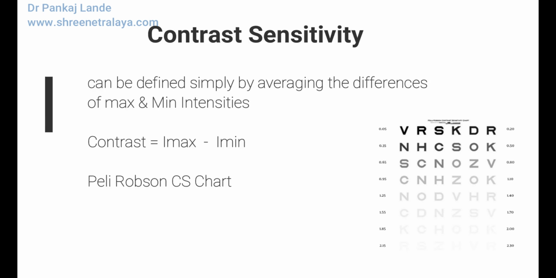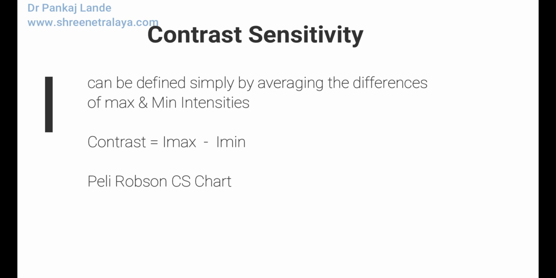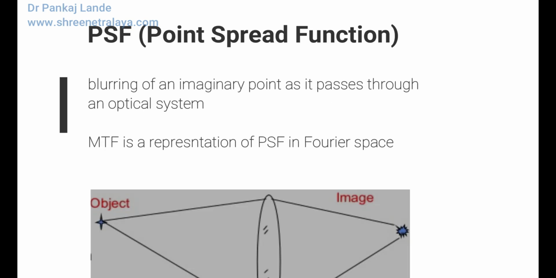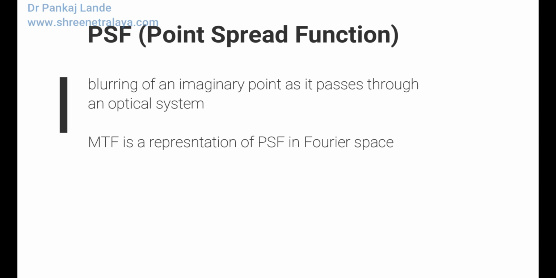Coming to the third parameter, that is contrast sensitivity, it can be defined simply by averaging the differences of maximum and minimum intensities. It can be tested using Pelli-Robson contrast sensitivity chart. PSF is the blurring of an imaginary point as it passes through an optical system. The MTF is a representation of PSF in Fourier space.